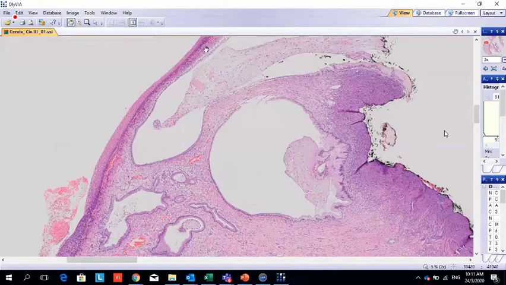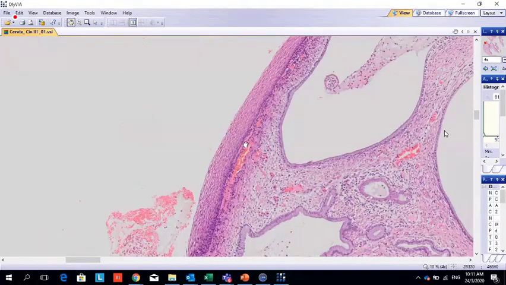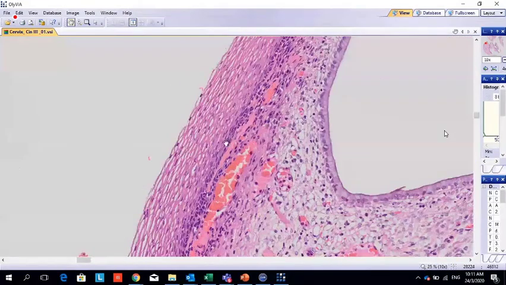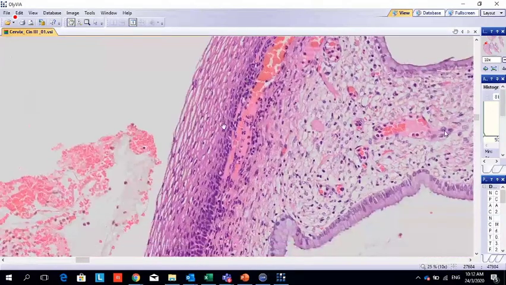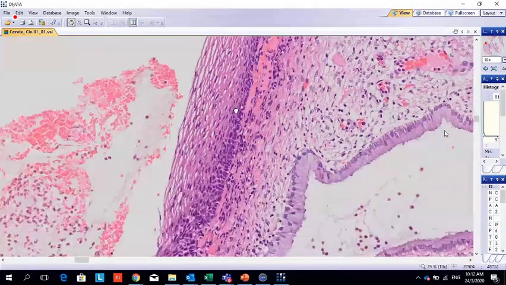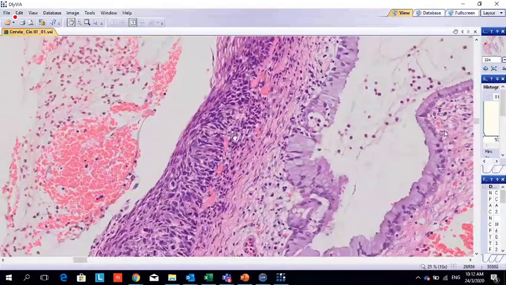We said that the changes are usually in the squamo-columnar junction, right? So this is the area of the squamo-columnar junction. This is the normal ectocervix. You can see the maturation: the basal layer, the intermediate, the superficial layer, which is flattened. Just move and see what happened in this epithelium.